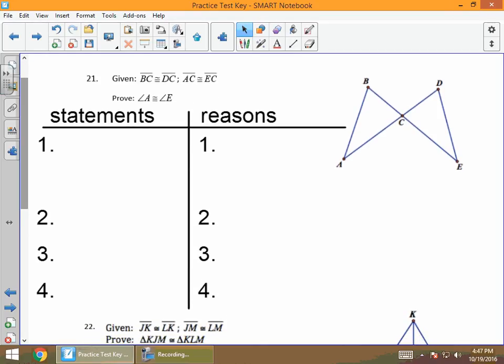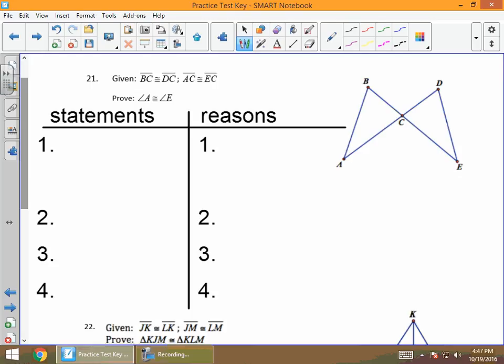And here we are with finally page 6 of this Unit 3 test review. This is just a little review of some two-column proofs. These are both really simple proofs. One of them is going to have about 4 lines, the other one 3 lines. So let's jump in here and knock out numbers 21 and 22.